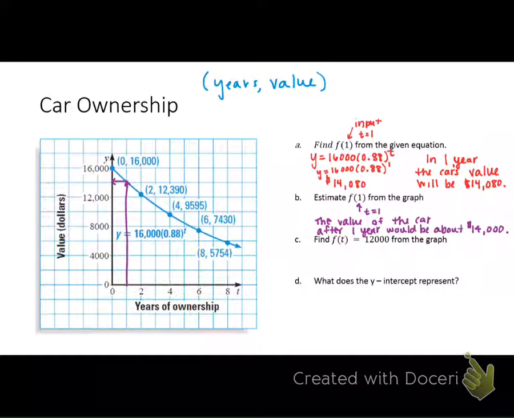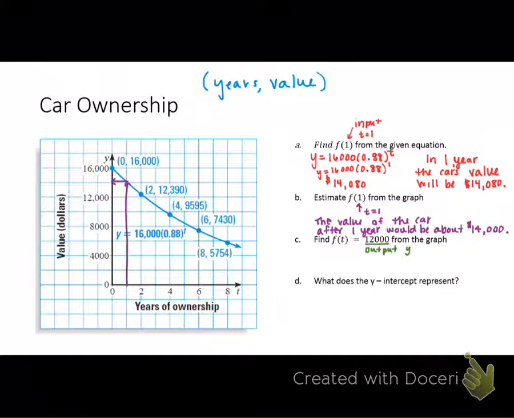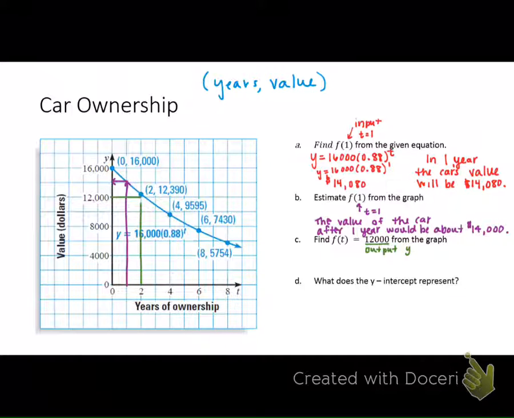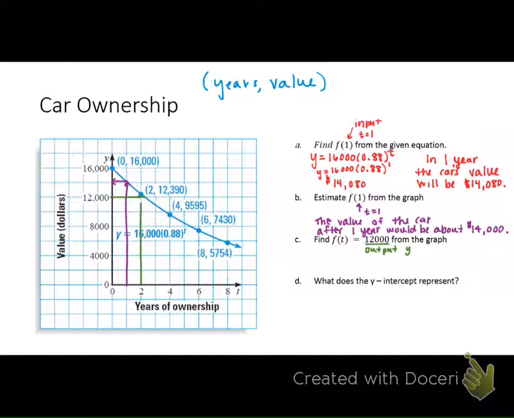All right, Madison. Find f of t equals 12,000 from the graph. So, input or output? So that is your y value then. So what's your estimation? Yeah, it's about 2 years. It's not exactly 2 years, right? But you're almost there at 2 years, so about 2 years. So 12,000 is a little more than 2 years if you follow it over a little bit more. So we could say about 2 years, or you could say a little more than 2 years if you wanted to.